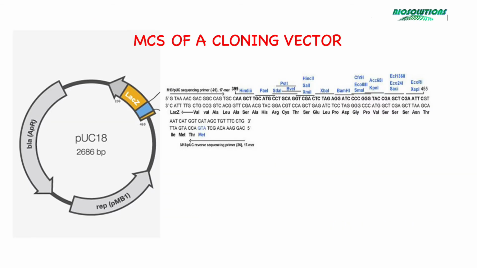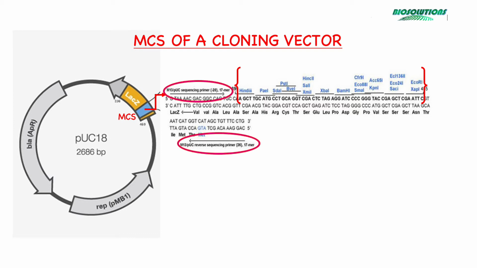This is the cloning vector pUC18. Here we can clone a GOI in its MCS, or multiple cloning site, by choosing any one or two restriction enzyme sites present in both the GOI and the vector MCS. Also, there are some bases on either side to attach sequencing primers.